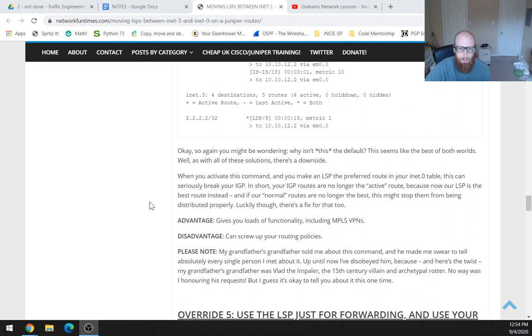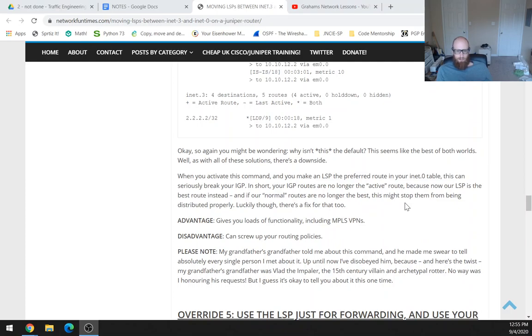Okay, so again you might be wondering, why isn't this the default? It seems like the best of both worlds. Well, as with all these situations, there's a downside. When you activate this command and you make an LSP the preferred route in your inet.0 table, this can seriously break your IGP. In short, your IGP routes are no longer the active route because now our LSP is the best route instead. And if our normal routes are no longer the best, this might stop them from being distributed properly. Luckily though, there's a fix for that too.